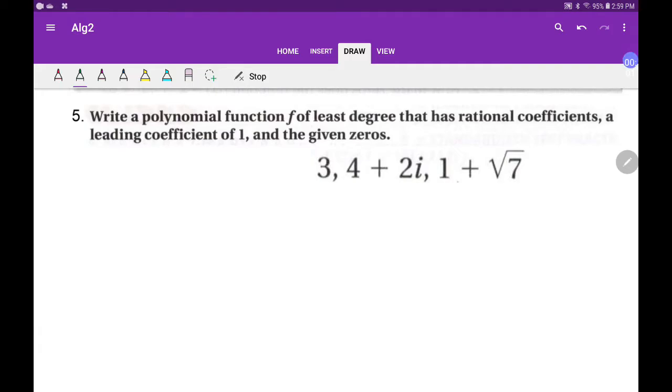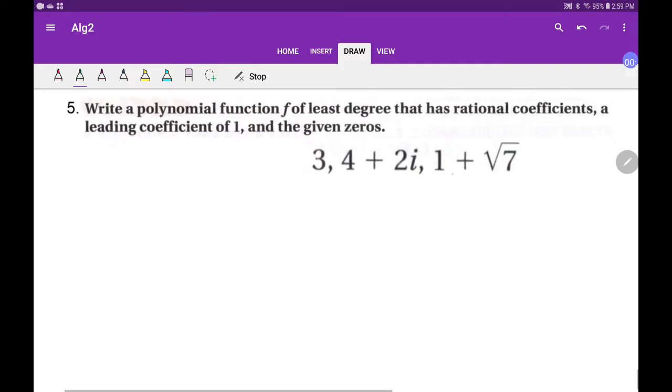We take a deep breath. It's going to take a little while. Test our resolve and our focus. We have x minus 3 for the 3.